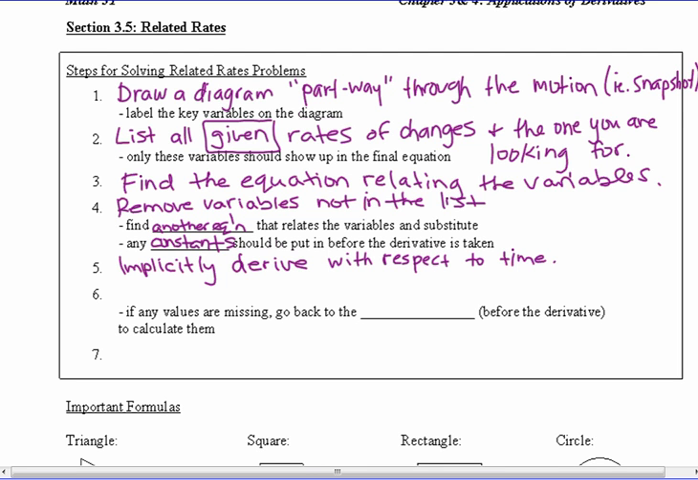Okay, step 6 would be substitute the values and solve. Once we derive, we can actually sub in what we know. If any values are missing, go back to the original formula before the derivative to calculate. And last, we need a sentence and units.